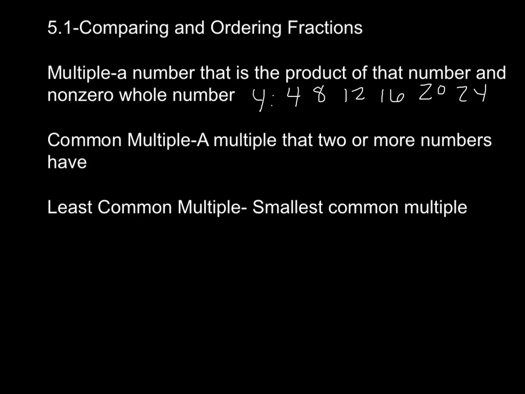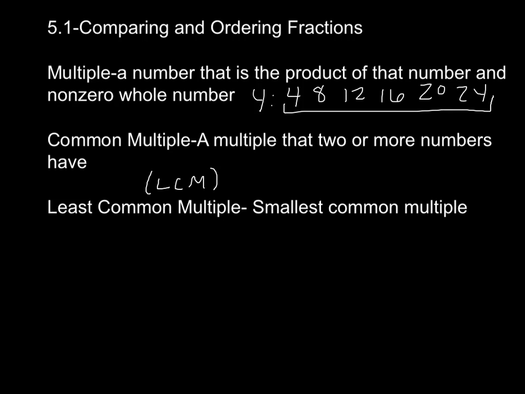Okay, a common multiple just means it's a multiple, which again, these are multiples right here, that 2 or more numbers have in common. So if they both had 4, then 4 would be a common multiple. If they both had 16, then 16 would be a common multiple. And then we have least common multiple, which is also known as LCM. And that is the smallest common multiple.